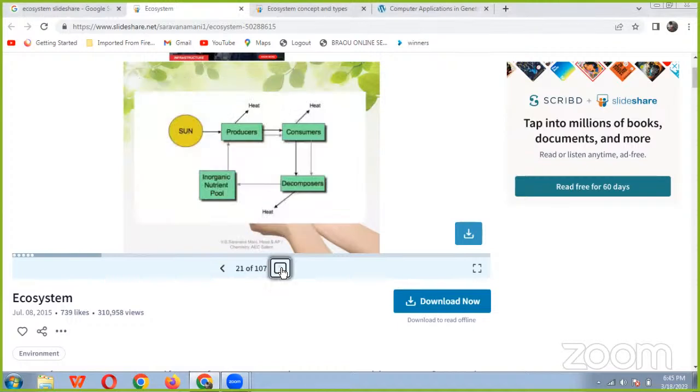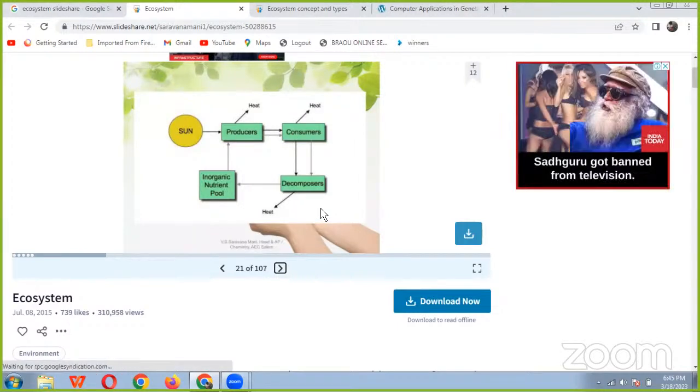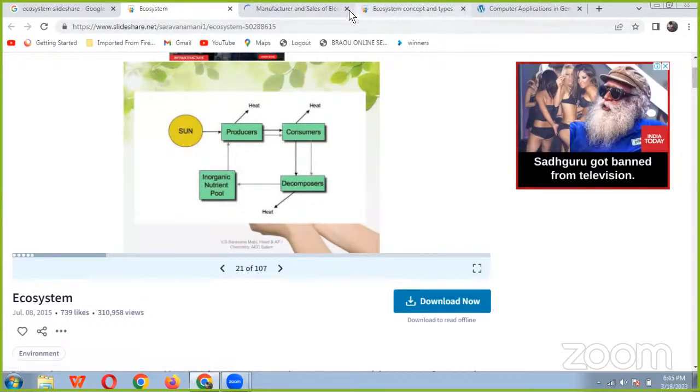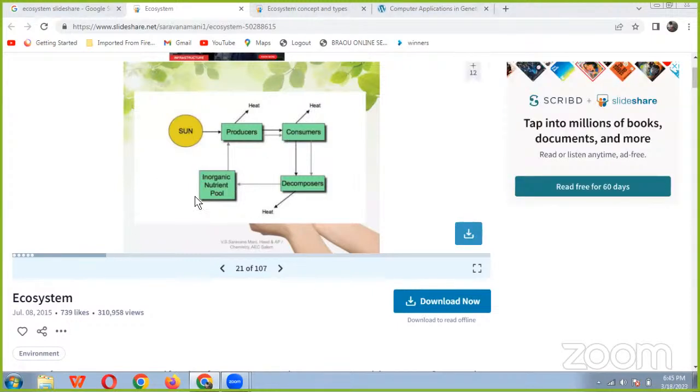In the ecosystem, for example, energy is transferred from the sun to the producers, the consumers, and the decomposers. Producers, consumers, and decomposers: these are the ones that transfer the energy levels.